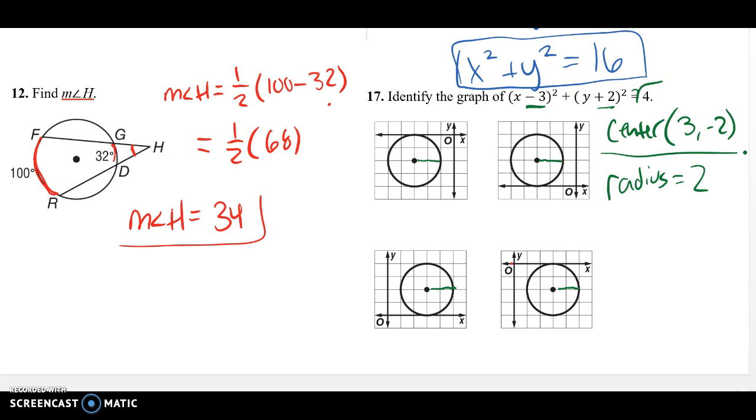So of course, looking for something whose x coordinate is 3, it's going to be to the right. So it's going to be one of these guys, right? And then (3, −2). So 1, 2, 3, down 1, 2. It looks like this has to be our guy.